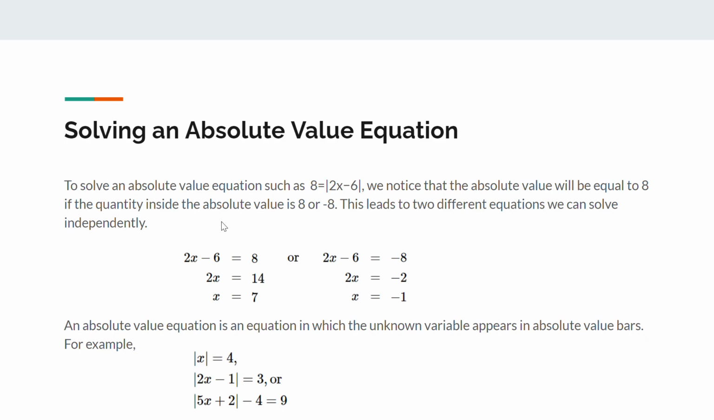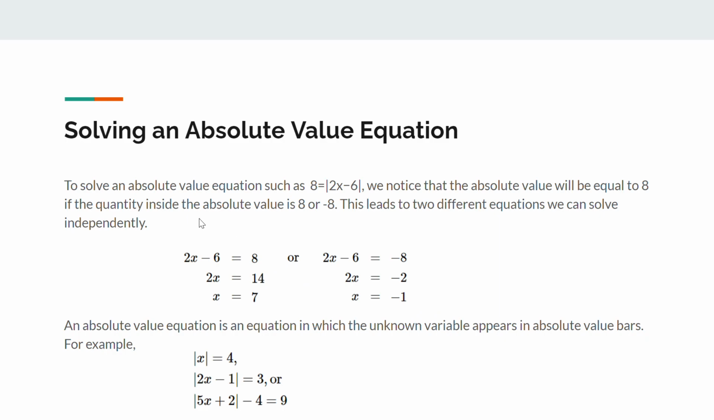So first we've got 2x minus 6 is equal to positive 8. Or 2x minus 6 is equal to negative 8. Which leads us to different answers. So x is equal to 7 and x is equal to negative 1.